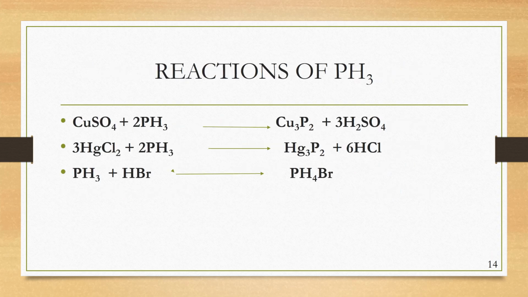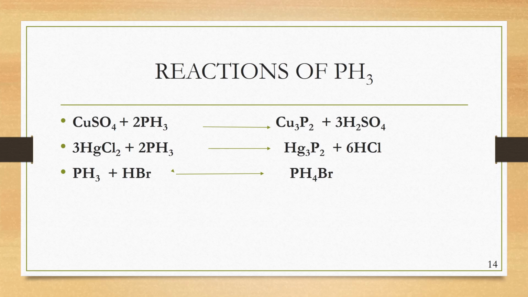The reactions of phosphine. We have mentioned that phosphine is a Lewis base. So it reacts with copper sulfate or mercuric chloride. When it reacts with copper sulfate, it forms the corresponding salt, that is copper phosphide with the formula Cu3P2 along with sulfuric acid. On the other hand, when it is treated with mercuric chloride, it forms mercuric phosphide with the formula Hg3P2 along with hydrogen chloride.